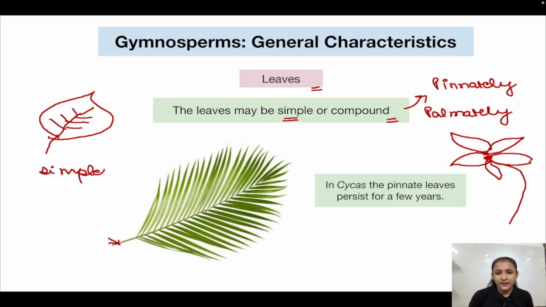These are the various leaflets, but they have different attachment points. In palmately compound leaves, in the shape of a palm, you can imagine these. All of these are attached to a single point in the center. And then there is the petiole.